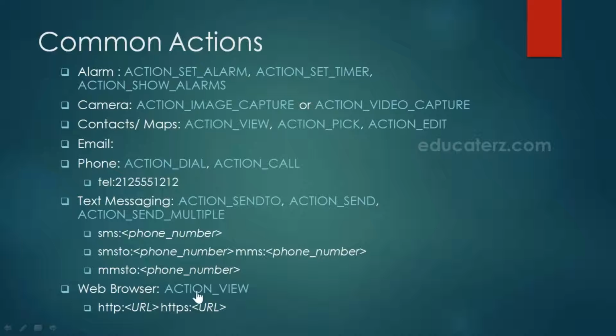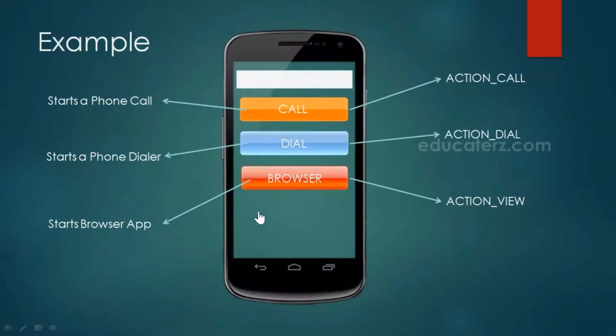The web browser is also going to have action view, so the data URI will be http colon URL, and https, which is the secured same URL. Here I'm going to explain a small example. I have an edit text to enter the data and three buttons to call, dial, and start a browser. So let's start Android Studio and create a project.